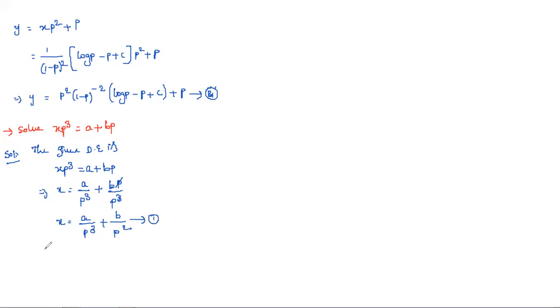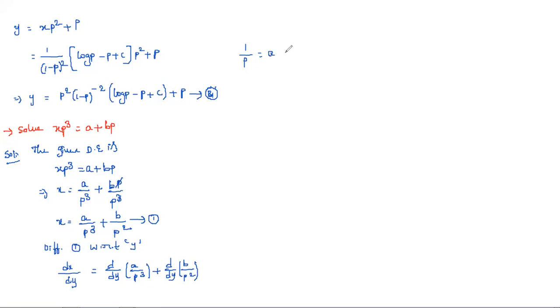Now, what is the first step? We need to apply differentiation of equation 1 with respect to y on both sides. With respect to y, then what will we get? dx by dy is equal to d by dy of a by p cube plus d by dy of b by p square. Now we need to apply the derivative of this one. So dx by dy is nothing but, we'll write, 1 by p. p is nothing but dy by dx, so 1 by p is nothing but dx by dy.